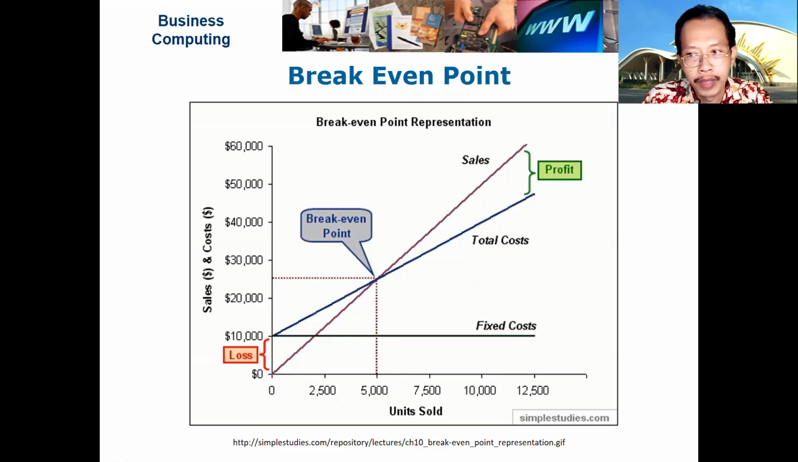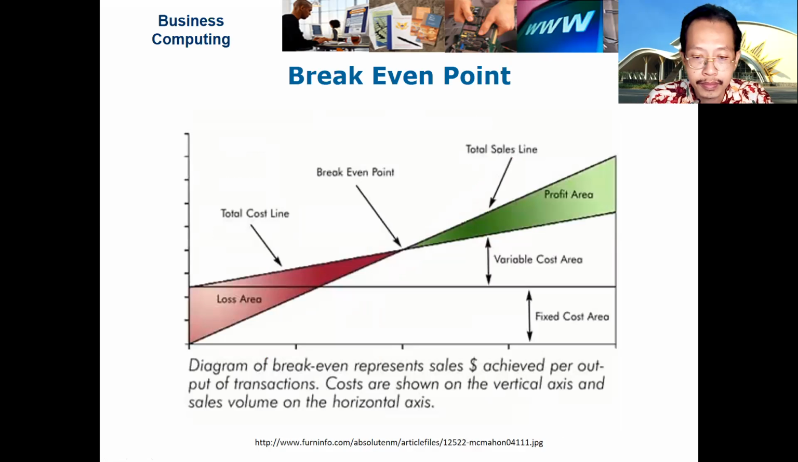For being a satay vendor, for instance, you need a 10-year break-even point. That's not feasible. But if it's a huge construction project, it might be feasible. This is another way of seeing it. This is emphasizing the profit area and the loss area.